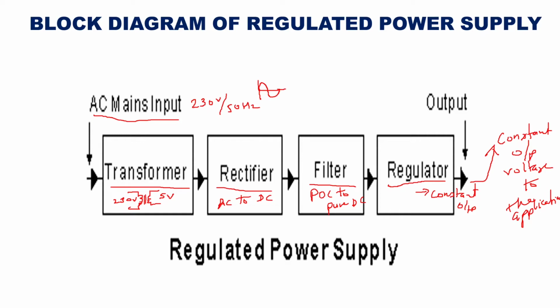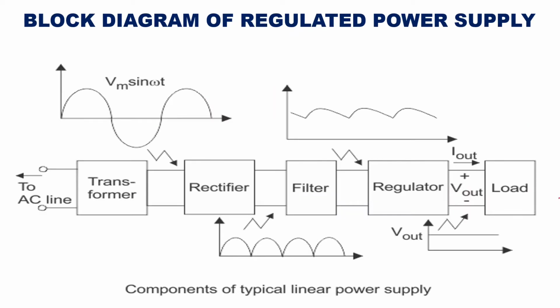Now if you see the same diagram with the waveforms: what is the AC waveform in the beginning, what is the waveform after the rectifier, what is the waveform after the filter, and what is the waveform after the regulator. You can see this diagram over here. From the AC lines you get the input, and the input is given to the transformer.